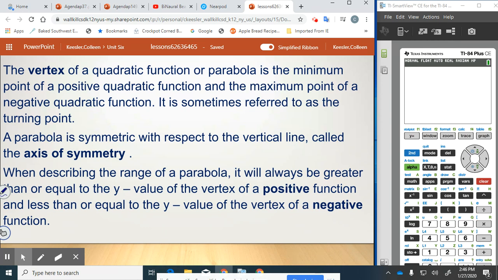So I just gave you a whole lot of information. We'll talk about all of it as we go through the examples. Know that a parabola is the shape of a quadratic function when it's graphed. All right, so let's see what we have.